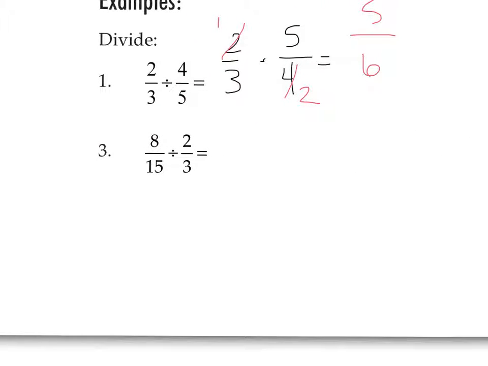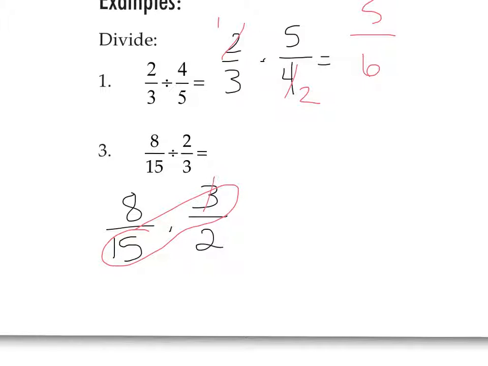And number 3, keep the first fraction, change to multiply, flip the second fraction. We can cross cancel. The 3 and the 15 are both divisible by 3. The 8 and the 2 are both divisible by 2. And then I can multiply 4 times 1 across the top, 5 times 1 across the bottom.